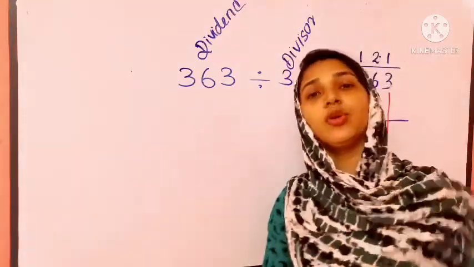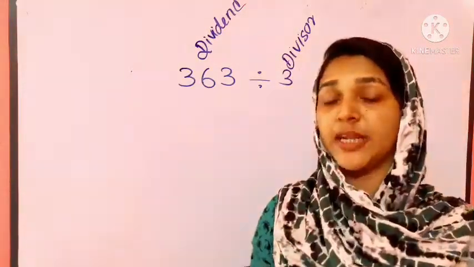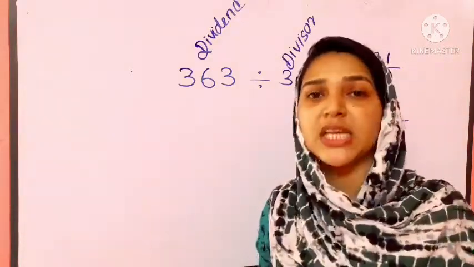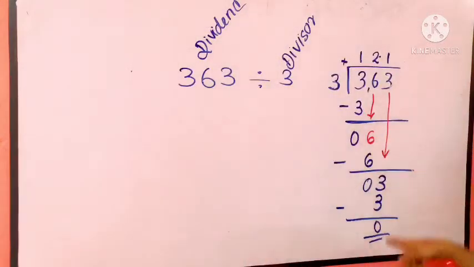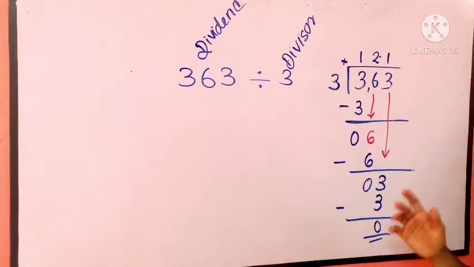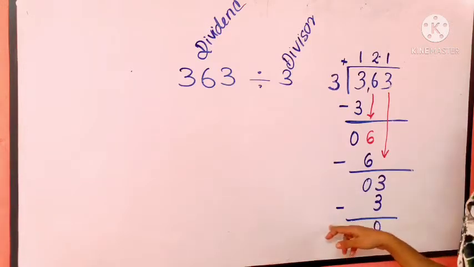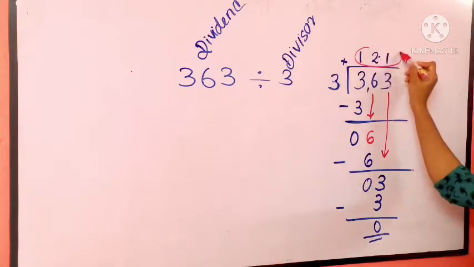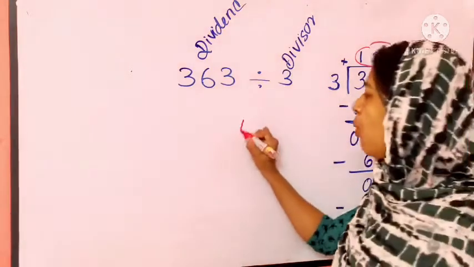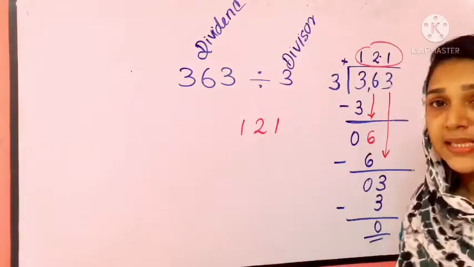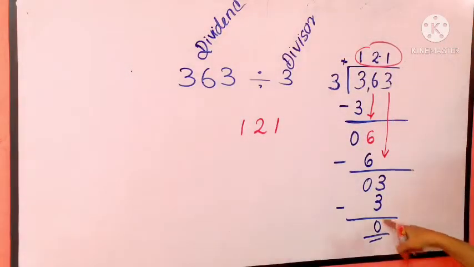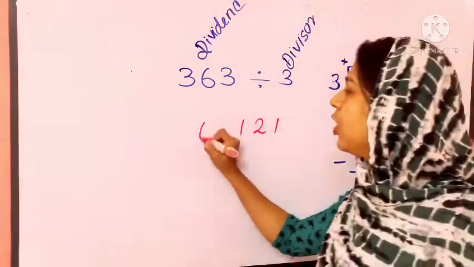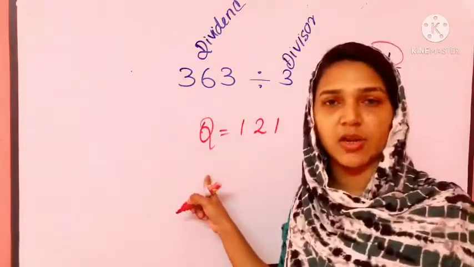Students, when we do the problem by repeated subtraction, we subtract the number till we reach 0. We have to deduct the number till it reaches 0. So here the number on the top is 121. 121 is the answer here, and here it is 0. So the 121 which we get on the top of this problem is the quotient. Quotient means the answer of division.